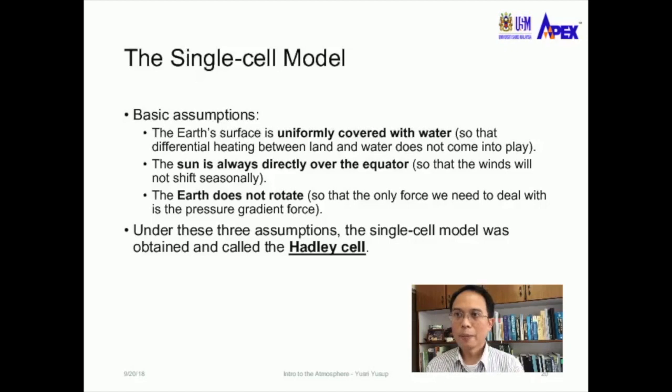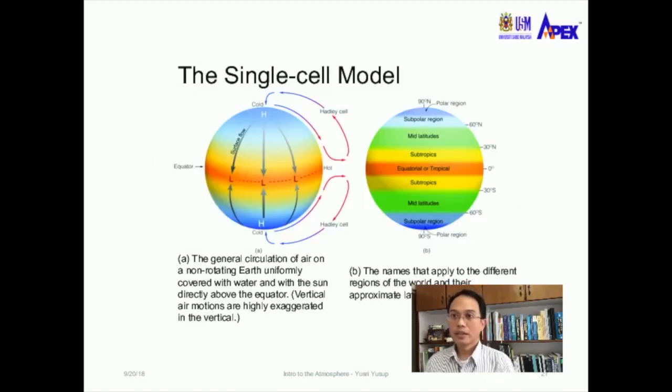and we only need to deal with the pressure gradient force caused by the differential heating. Using these assumptions, we can come up with the single cell model to get a simpler understanding of what the general circulation of the atmosphere will be without other factors. And that single cell model is called the Hadley cell. This is the Hadley cell, or the single cell model.